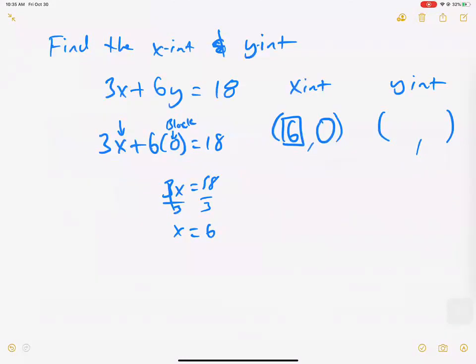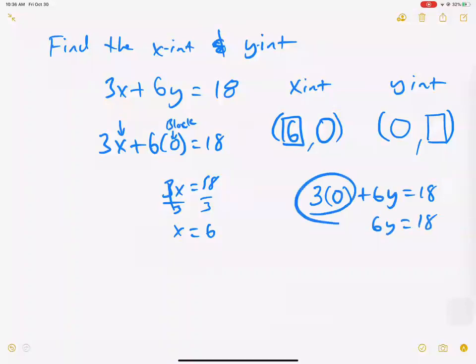What's my y-intercept? So let's do it over here. If I'm looking for my y-intercept, we block off our x value. So it's going to be 0 plus 6y is equal to 18. 6y is equal to 18 because 3 times 0 is 0. Don't write it. So divide both by 6. Y is equal to 3.